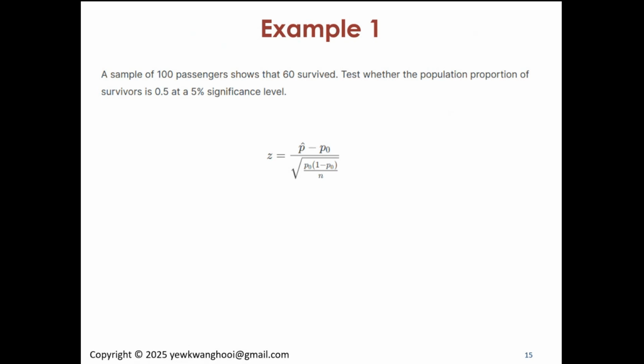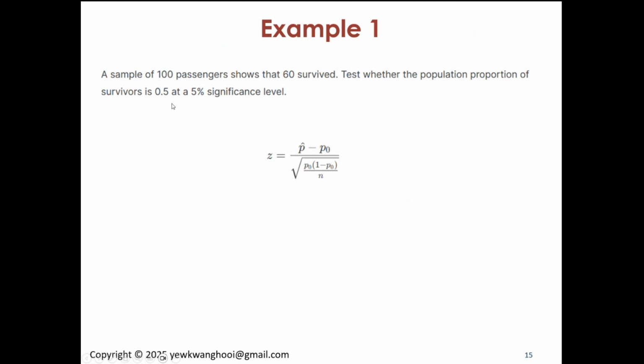A sample of 100 passengers shows that 60 survive. Now, is this looking for mean? No, it's looking for fraction, right? Fraction, aka proportion. We want to know, is it true that 60% survive? Yeah, 60% survive. That's whether the population proportion of the survivor is 0.5 at a 5% significance level.